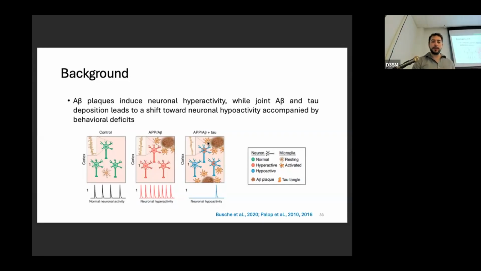What people have discovered is that neurons that are close in proximity to amyloid beta plaques show this hyperactive pattern, which is defined as an increase in their firing rate as compared to a baseline state in control mice with no pathology. Later on in the disease, interestingly, when we have high levels of both amyloid and tau deposition inside the neurons, we see a shift towards suppressed neuronal activity. So it goes from a normal firing rate to hyperactivity to then hypoactivity. And it's when we see this suppression of neuronal activity that we also start seeing behavioral deficits in the animals.